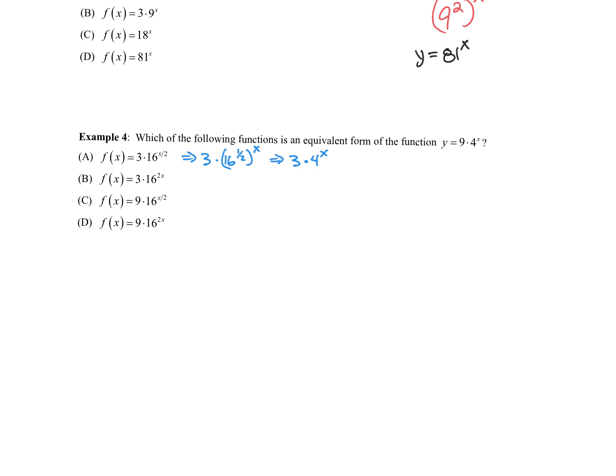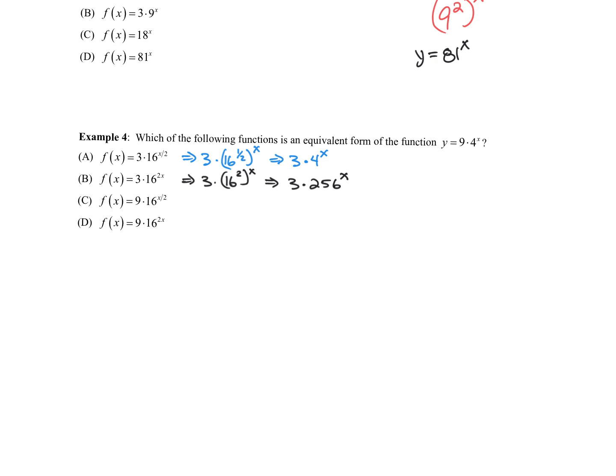So now let's look at B. And so on B, how do we break down this 16 to the power of 2x thing? 3 times 16 to the power of 2 to the power of x. Well, what's 16 squared? 256. Good job. And so now we have 256 to the power of x. Is that what we want? No. So now let's look at C.